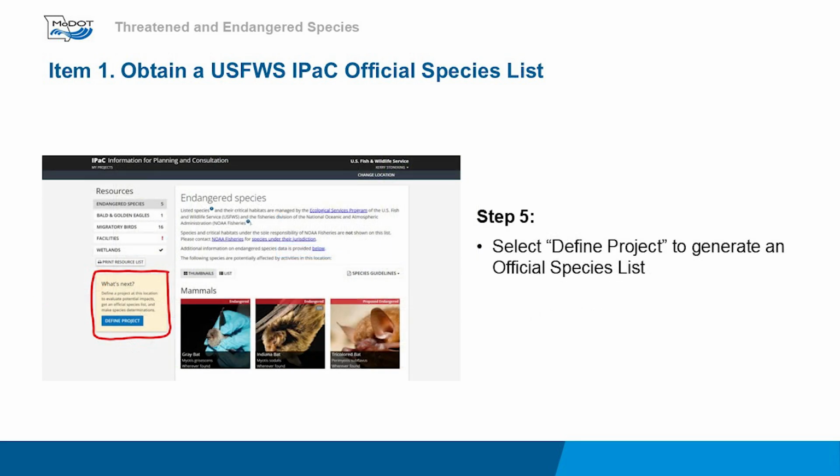Next, you will generate an official species list for your project area. IPAC will generate this list based on the expected range of federally listed, proposed, and candidate species with potential to occur within your project area. The official species list generated through IPAC is the document MoDOT staff need to complete a threatened and endangered species review for your project. Note that an unofficial species list, which you can generate by clicking Print Resource List on this screen, is not the correct document. To generate the official species list, click Define Project.